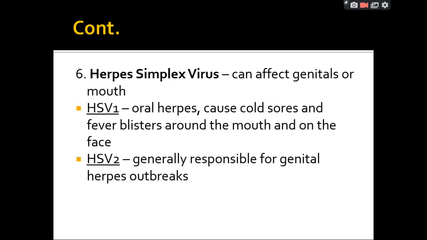We have herpes simplex virus or HSV. This one could affect the genital organs or the mouth. As for the classification, we have HSV1 and HSV2. HSV1 is known as oral herpes. It causes cold sores and fever blisters around the mouth and on the face.